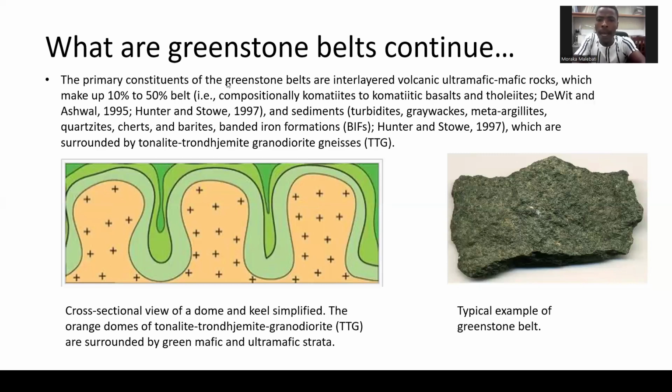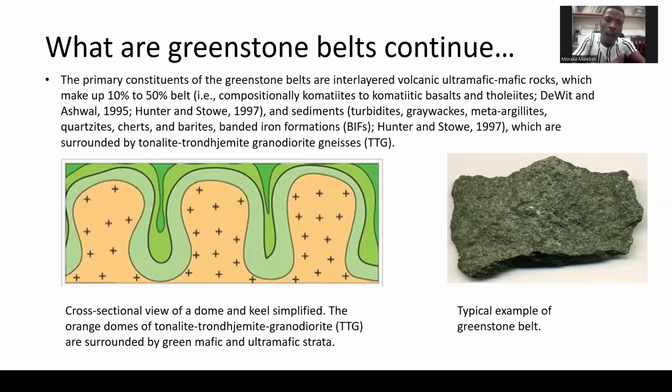We're talking also the sediments such as turbidites and greywackes, and of course meta-argillites, quartzite chert, barites, and of course banded iron formations. All right, which are surrounded by what we call TTGs. So which is why we're saying greenstone belts occur between the TTGs.